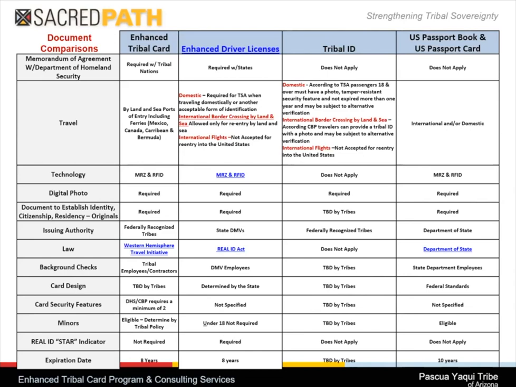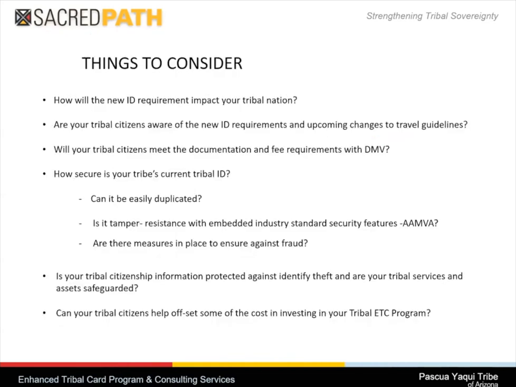But I also want to note too why TSA is being so strict. They just want to verify the identity and prevent any future attacks like 9/11. So as I conclude this presentation, I want to ask you to take a look at your tribal ID right now and ask yourself a few questions.